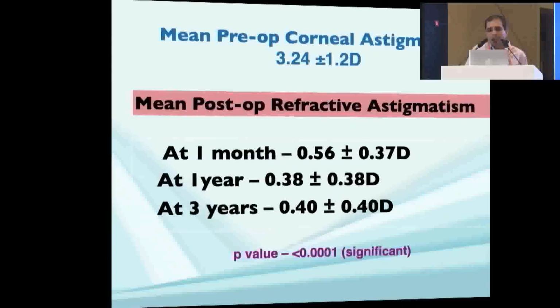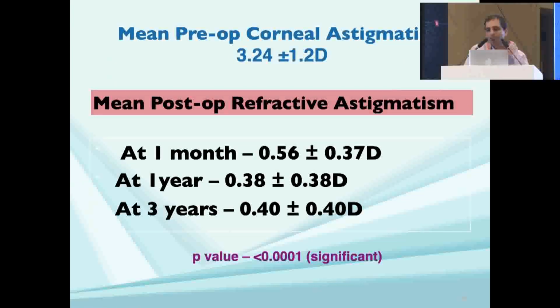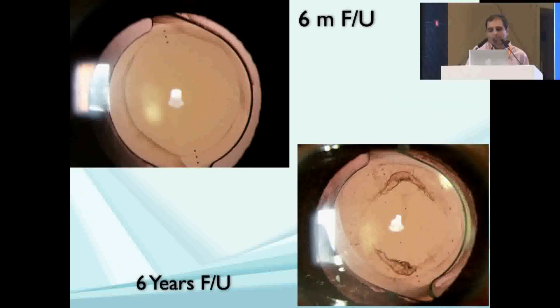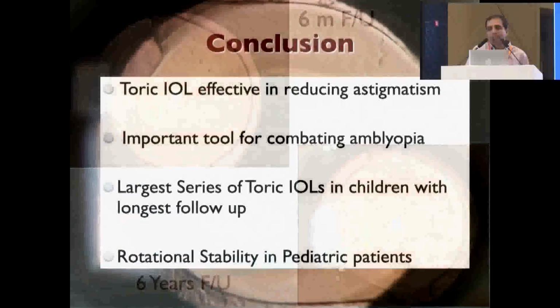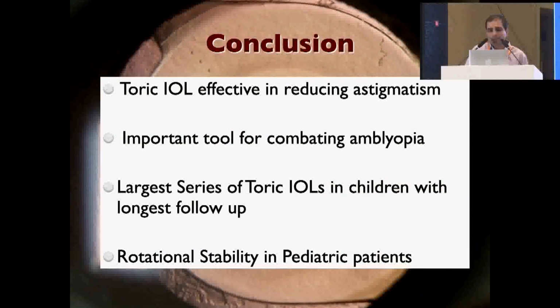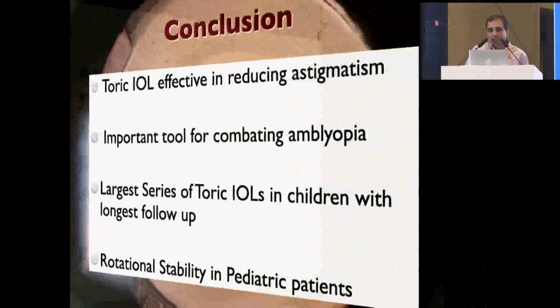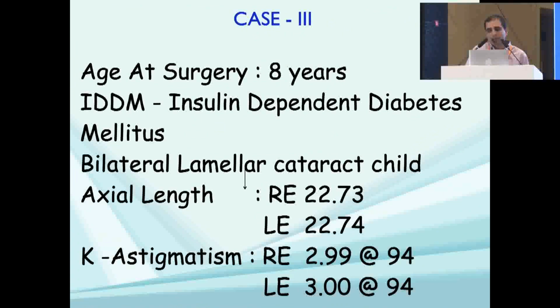What we found was that the mean post-operative refractive astigmatism drops significantly when you are using toric IOLs, and all patients had a pre-operative astigmatism of a minimum of 1.5 diopters and more, the average being 3.5 diopters. And you can even do a posterior capsulorhexis with an in-the-bag toric IOL, which means that the toric IOL stability doesn't change over a period of time. And it's a good tool in reducing amblyopia.